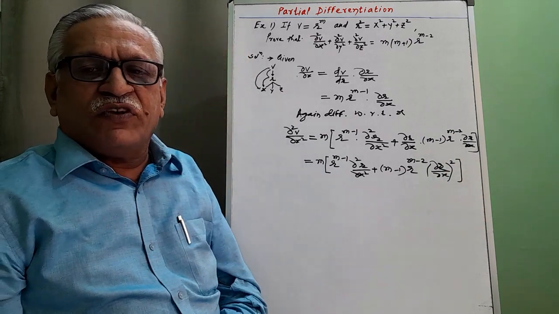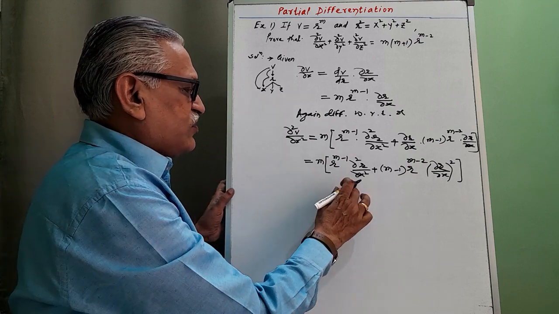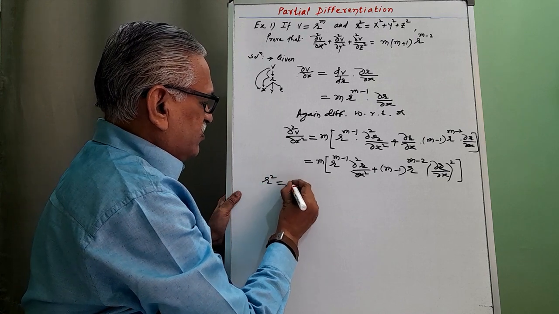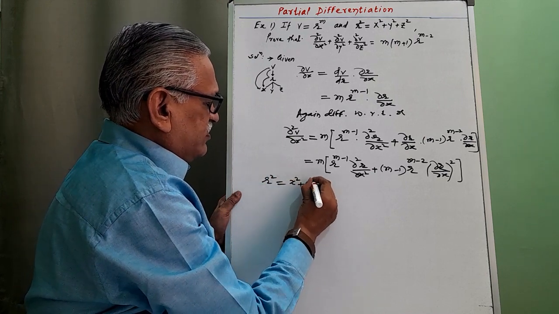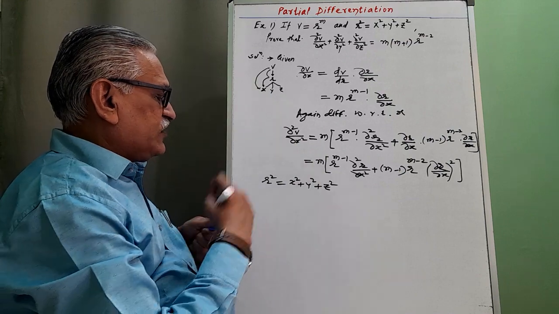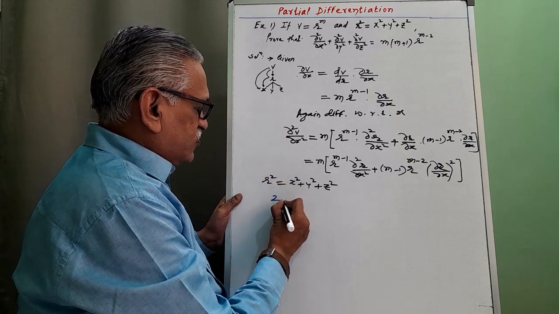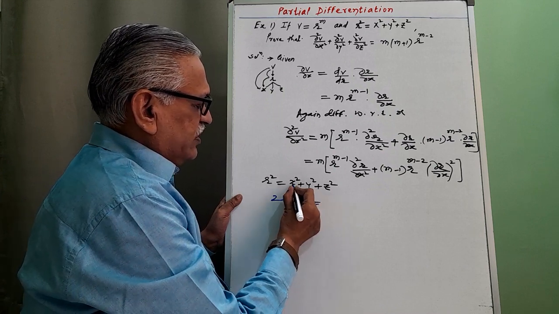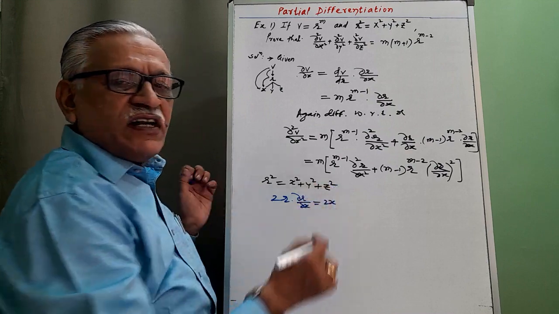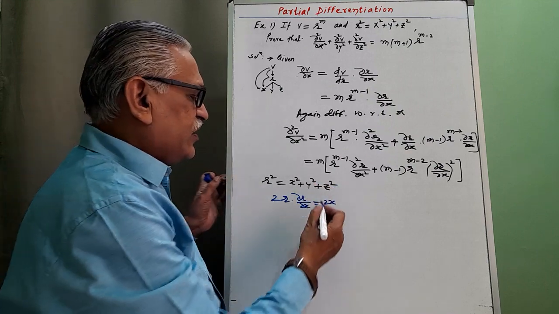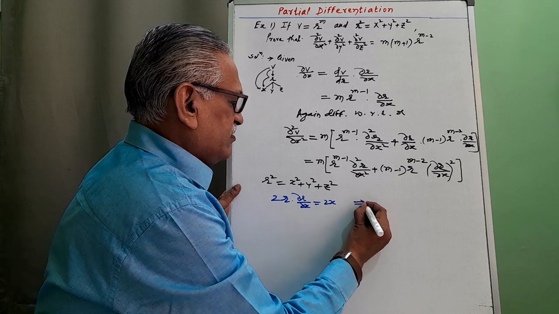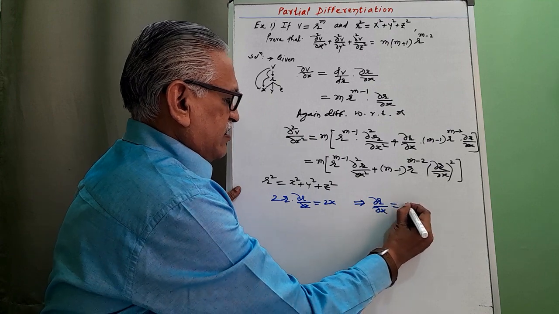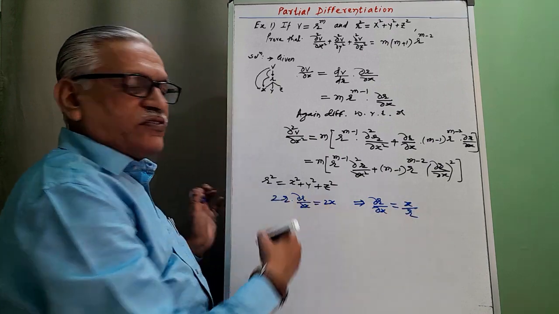And then we require these two values, dou r by dou x and dou 2r by dou x square. Given is r square is equal to x square plus y square plus z square. Differentiating this with respect to x, its derivative is 2r, chain rule, dou r by dou x, and is equal to derivative of x square is 2x, y and z are constant terms, its derivative is 0, and therefore it implies the value of dou r by dou x as x by r, the 2 getting cancelled.